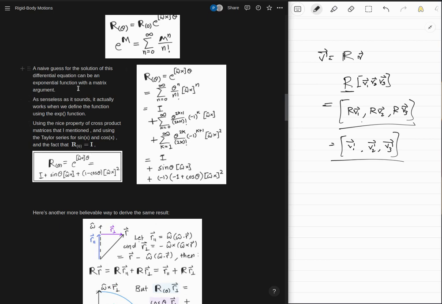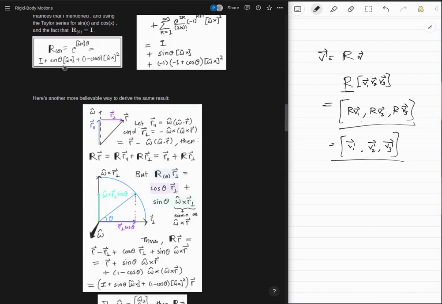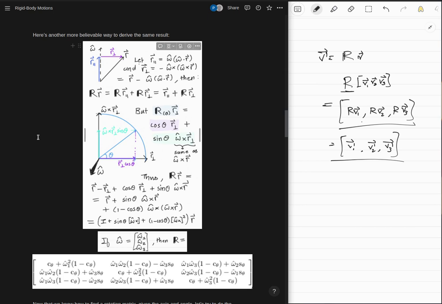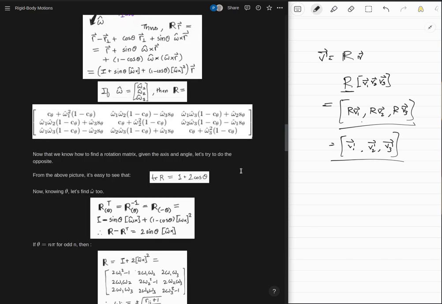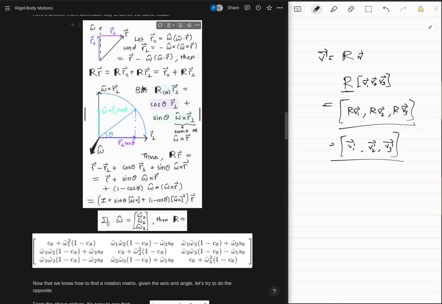So now we have a way to calculate a rotation matrix in 3D. Awesome. But what if you were given a rotation matrix, and then you also, actually before that, here's a more believable way to figure out the same thing. So you can take some projections and do some cross product stuff, and yeah, you will eventually end up with the same thing. Just read it. I'm not gonna narrate it to you. Fine.